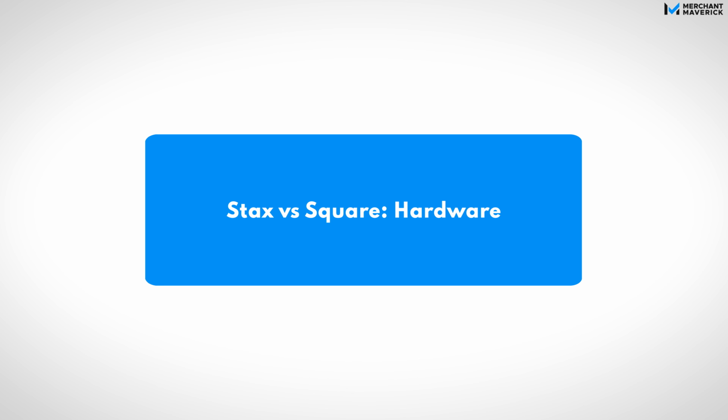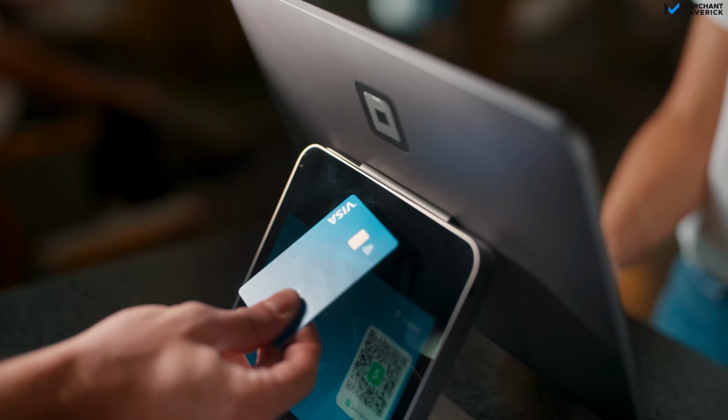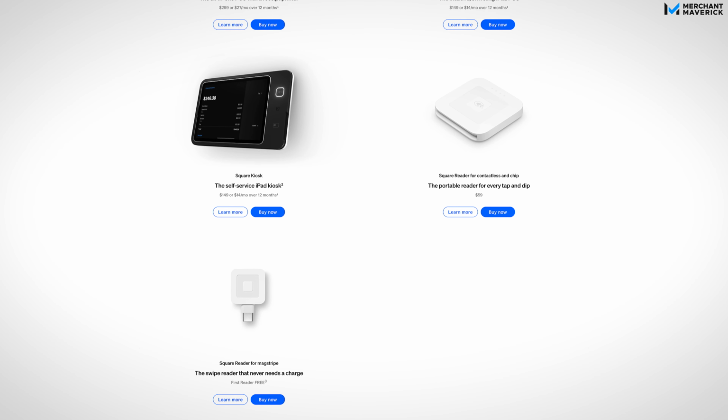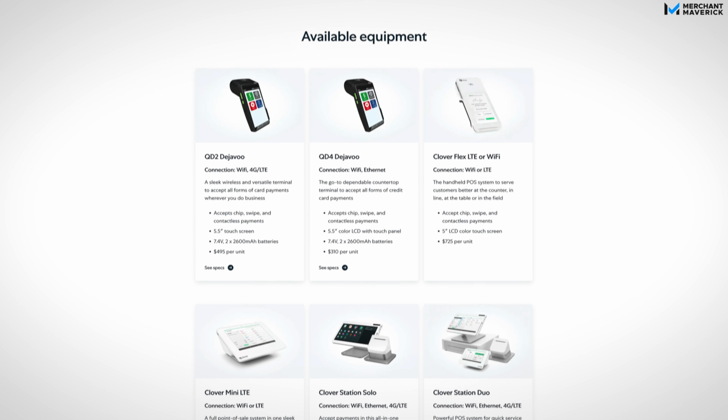Hardware is another area where these two differ. Square keeps hardware simple and tightly integrated. It designs its own readers, terminals, and registers, and everything works together right out of the box. Entry-level devices are relatively affordable, and financing options are also available. Stax takes a more flexible approach by supporting compatible third-party terminals. That can give you more choice, but it may also mean more setup and configuration. And depending on the terminal you choose, upfront hardware costs can be higher compared to Square's entry-level options.